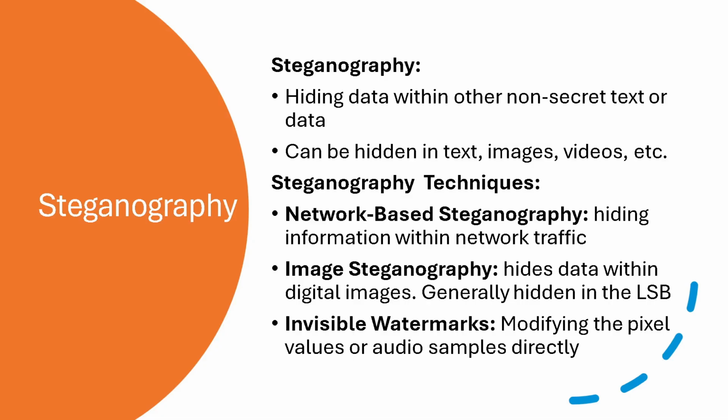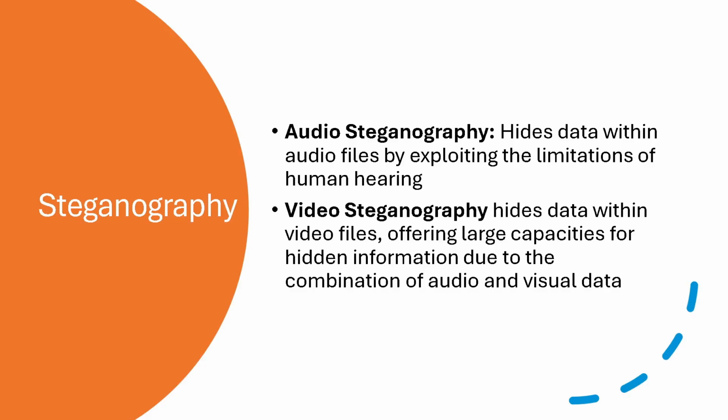Invisible watermarks. Invisible watermarks include modifying the pixel values or audio samples directly, and are generally used for copyright protection and authentication. Audio steganography hides data within audio files by exploiting the limitations of human hearing. It may include adding subtle echo to the audio or directly modifying the least significant bits of the file.